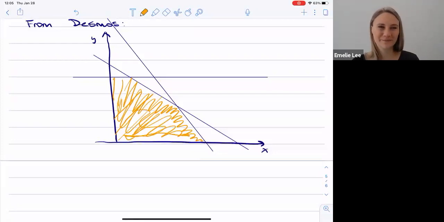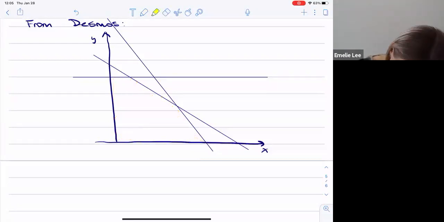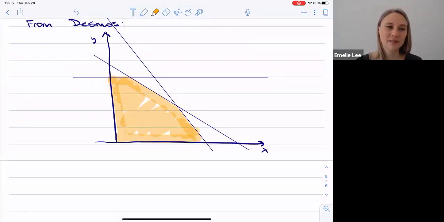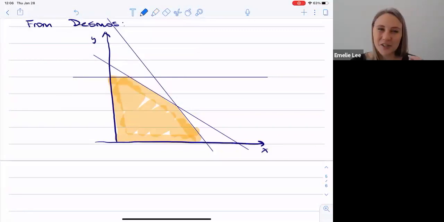Got carried away. Maybe I'll use a more subtle, the highlighter. That's my area. Okay. Of overlap for all of these points. Okay. Just grabbing the values from Desmos.